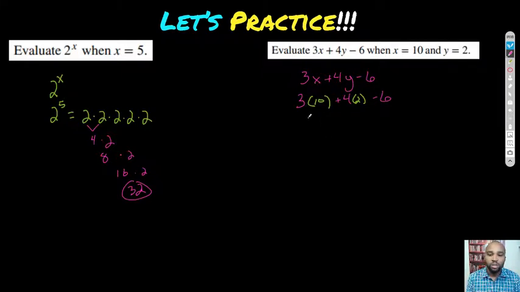All right, let's solve this. 3 times 10 is 30. Plus 4 times 2 is 8. Minus 6. And according to our order of operations, they both are plus or minus, so which one do we do first? We're going to do the one that comes first going left to right, which is this plus sign. So 30 plus 8 is 38. Minus 6. And 38 minus 6 leaves us 32.